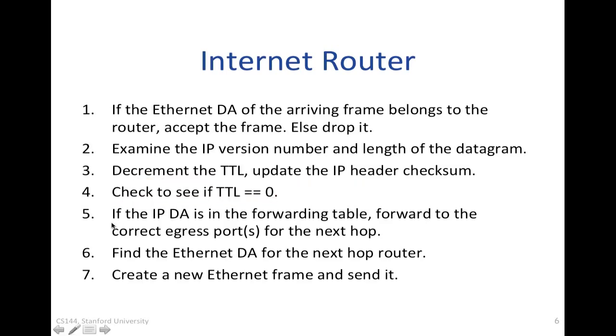Next, it's going to look up in the forwarding table. If the IP destination address is in the forwarding table, it's going to forward it to the correct egress port, or ports if it's multicast. And this is the correct ports to reach the next hop because IP is doing hop-by-hop routing. Now it's decided which port it's going to depart from. It encapsulates the IP datagram back into an Ethernet frame. And it has to figure out the correct Ethernet destination address to use for the next hop router. We'll learn this process later. It's something called ARP. And so it'll encapsulate the IP datagram into the Ethernet frame, create the new Ethernet frame, and then send it onto the wire.